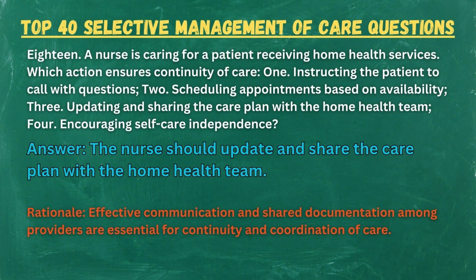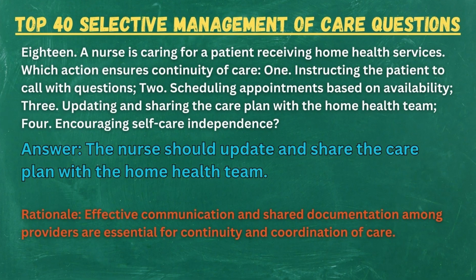18. A nurse is caring for a patient receiving home health services. Which action ensures continuity of care? 1. Instructing the patient to call with questions. 2. Scheduling appointments based on availability. 3. Updating and sharing the care plan with the home health team. 4. Encouraging self-care independence? Answer: The nurse should update and share the care plan with the home health team. Rationale: Effective communication and shared documentation among providers are essential for continuity and coordination of care.